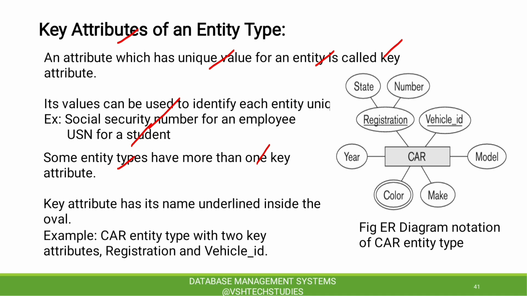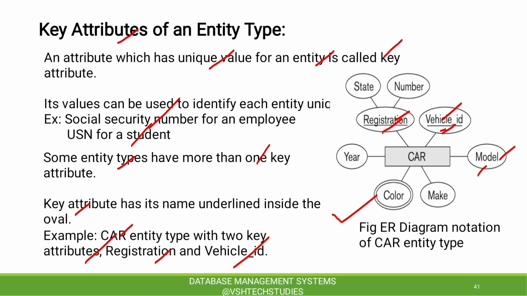A key attribute has its name underlined inside the oval. So this is an attribute, but these are key attributes. They are underlined within the oval. An attribute is written within an oval, but key attributes are written with an underline within the oval. For example, a car entity type with two key attributes, registration and vehicle ID, is shown in the figure here.